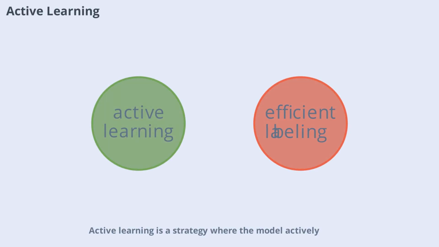Active learning is a strategy where the model actively selects the most informative data points to learn from. Instead of passively receiving data, the model queries for labels on examples it finds most uncertain. This approach is especially useful when labeling data is expensive or time-consuming. Active learning helps models achieve high performance with less labeled data, making the learning process more efficient and targeted.